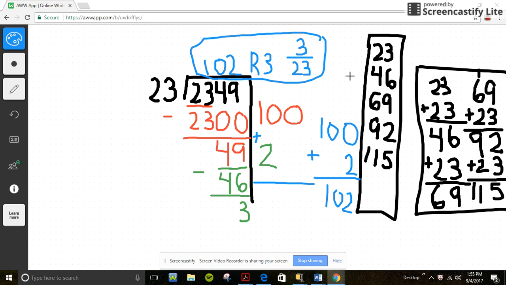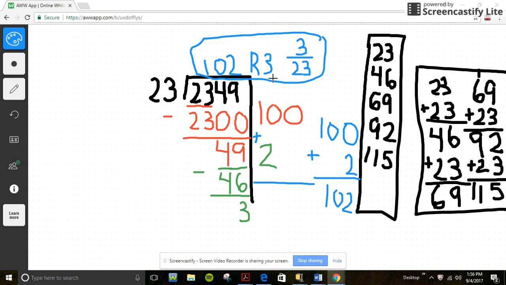Now, when it comes to a word problem, you need to make sure you follow the directions carefully and read the question again, because depending on what the question's asking for, if they're asking for how many buses they would need, well, with 3 students left out, you would need 103 buses. But if they're asking how many of the full buckets would she have, the answer would be 102, because that 3 would not be enough to make another complete bucket.